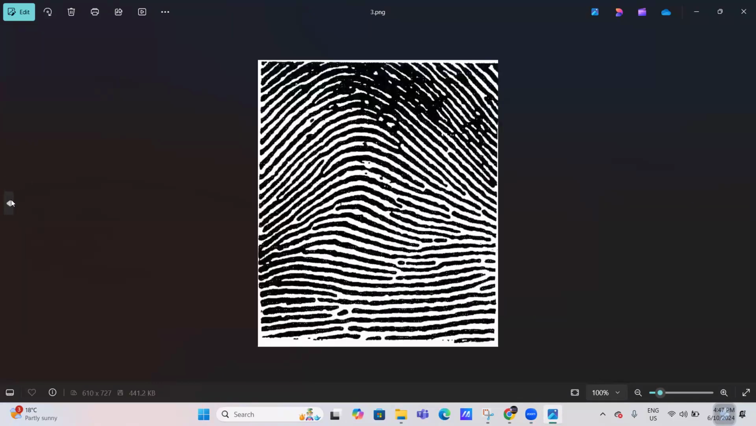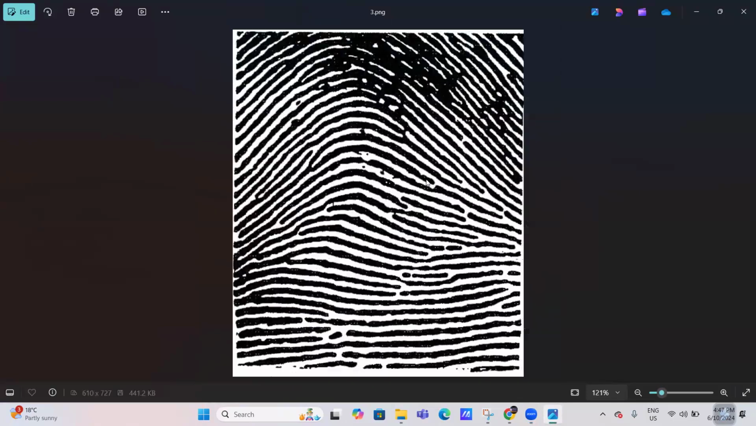Next, we are going to talk about the simple arch. In front of your screen, I am showing you the simple arch. Before, we discussed the whorl; now we're going to discuss the simple arch. What does simple arch mean?